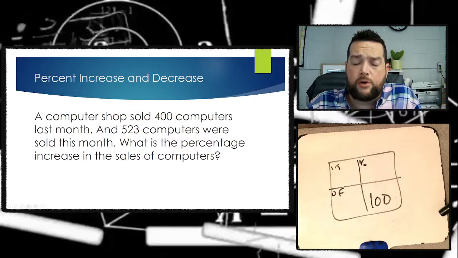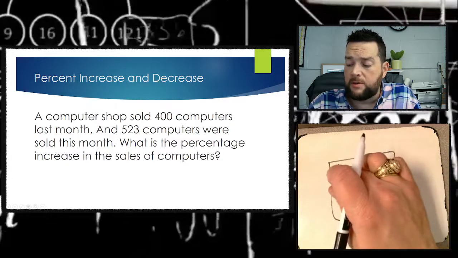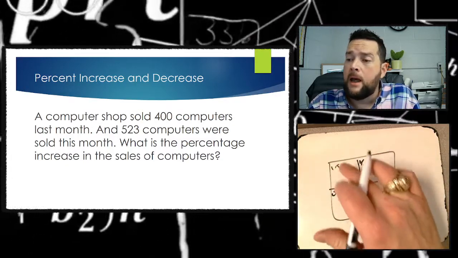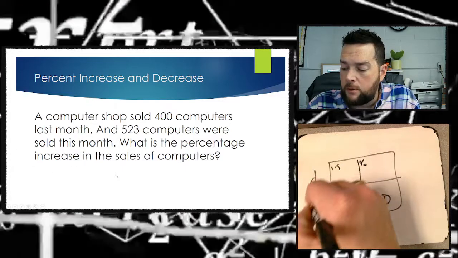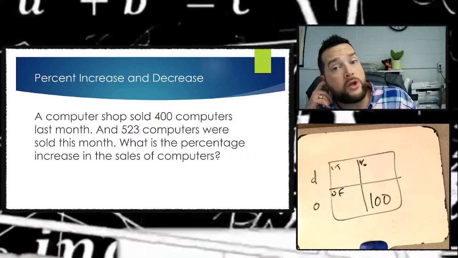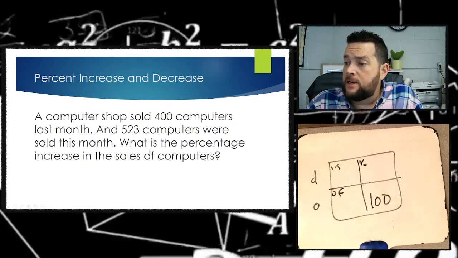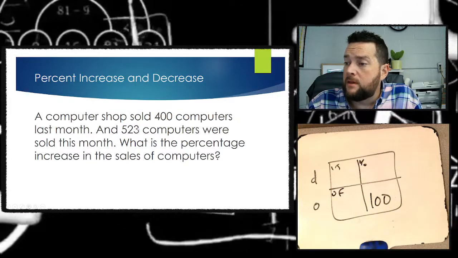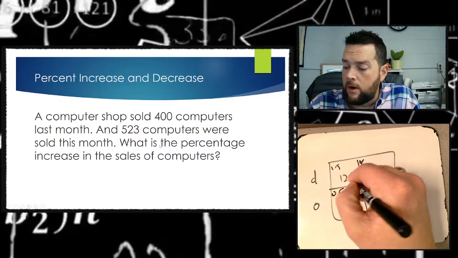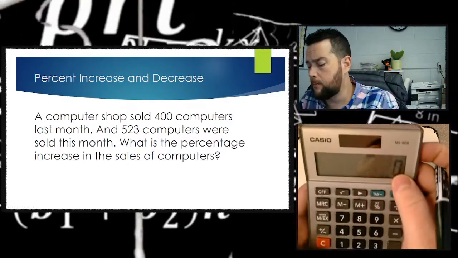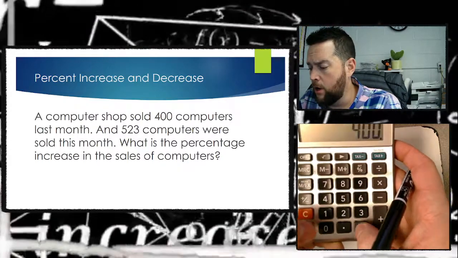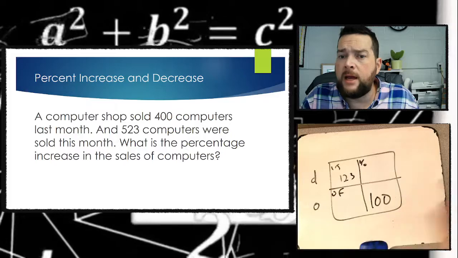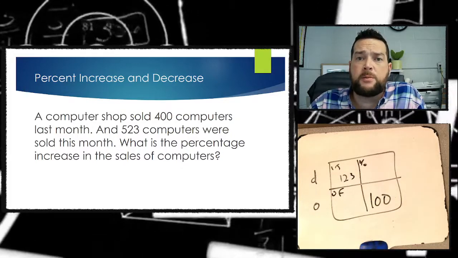If it's a regular old percent problem, I would be thinking of it in terms of part over whole. But in this case, I see the word increase, so I know I'm thinking of this in terms of difference over original. Now then, the difference between last month and this month is 123 because we subtract the two numbers. 523 minus 400 equals 123. So that's the difference between the two.